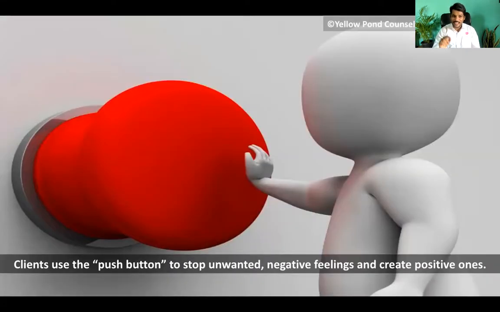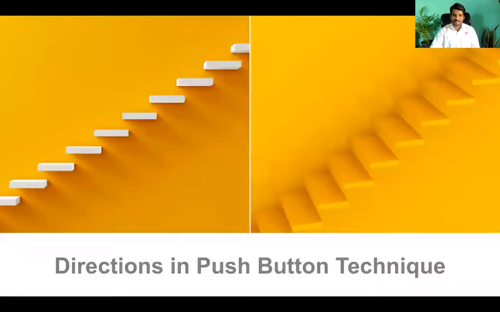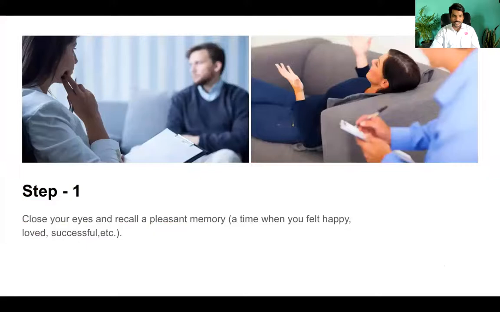Okay. The client uses the push button technique to stop the unwanted negative thought that creates the feeling that creates undesirable feelings for the person. If they want to change it, they can use this, and they can replace it with positive ones. So what are the directions we have to use in the push button technique? I will let you know the following directions we can use.